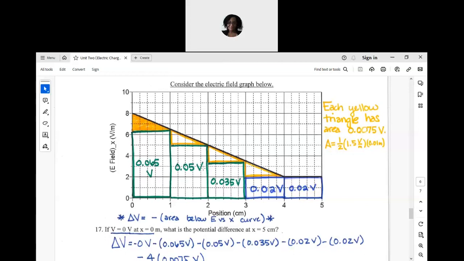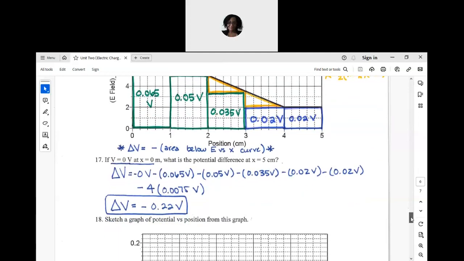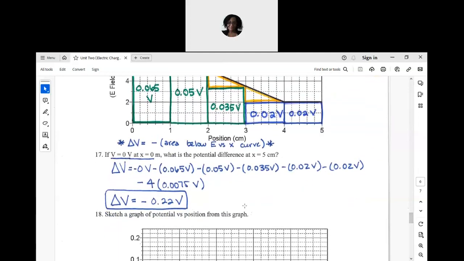My next rectangle was 5 volts per meter tall. The next one is 3.5 volts per meter tall. And then these last two blue ones are both 2 volts per meter tall. So when you sum those together, the total potential difference measured from x equal to 0, which is the given point where the potential is 0, all the way up to x equal to 5 centimeters, this will give you negative 0.227 volts. Negative because delta V is the negative of the area below this curve, and the area below the curve that we calculate is a positive value.